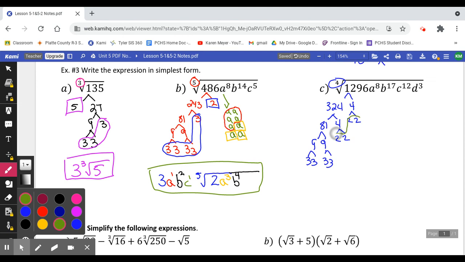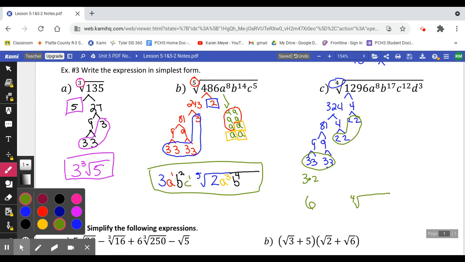And then you can say, oh, I got 4 2s. And I also have 4 3s. So on the outside, I get to put 3 times 2, which is 6. And then there are no single numbers. So I do not have a coefficient inside my 4th root.